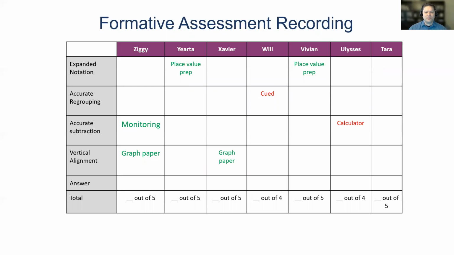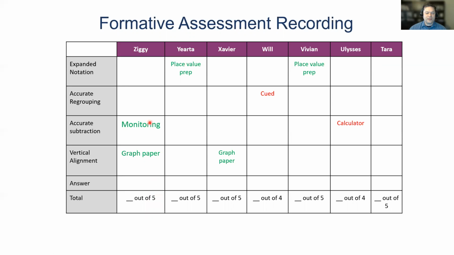Here's how it impacts his grading. Take a look. Yes, these are all pseudonyms, of course, but these are the steps that he's teaching. And these are those supports, right? Place value prep for Vivian and Yurda. He's cueing Will for regrouping. He's monitoring one student for subtraction, and he gave a calculator to the other. And then the graph paper for the students who misalign. So this is what he's doing now. It's important. Take a look.